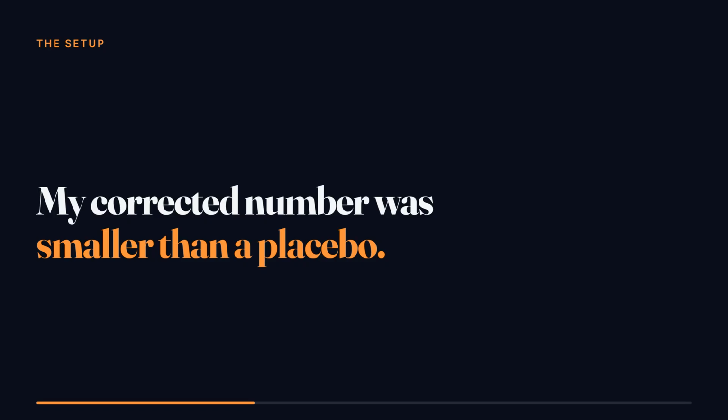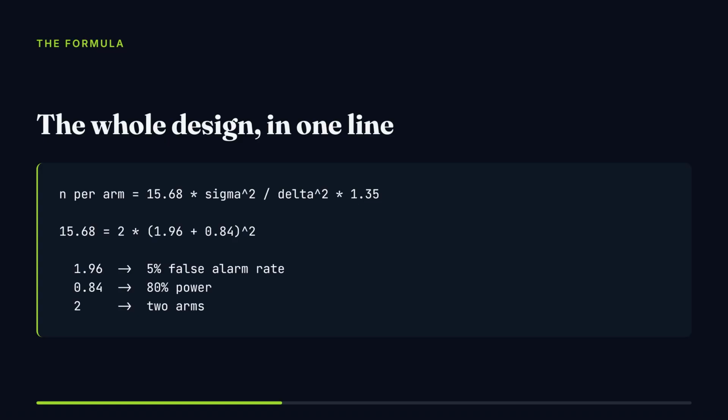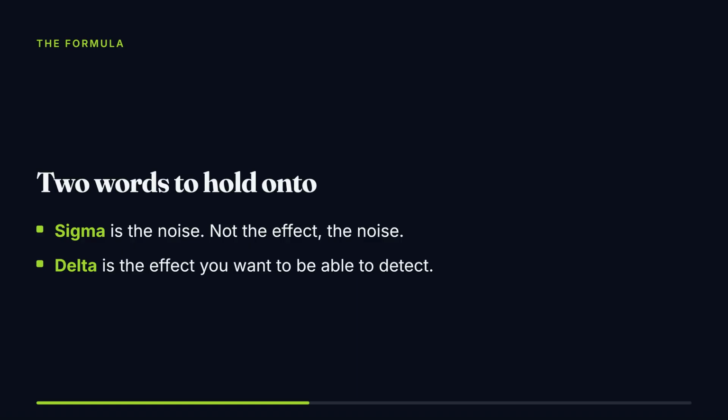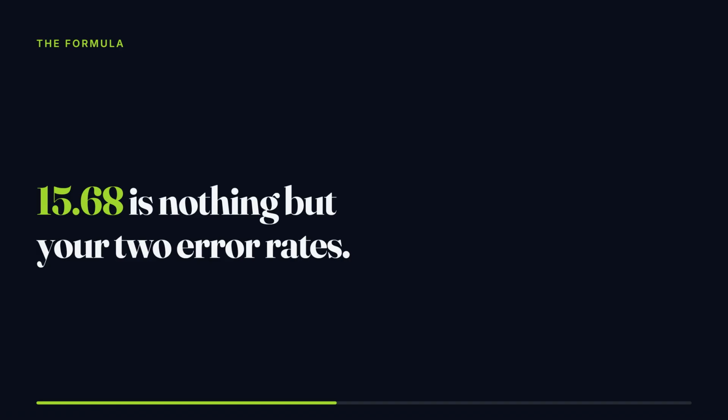Experiments cost money. So I priced one. The sample size formula is this: n per arm equals 15.68 times sigma squared divided by delta squared, times 1.35. Sigma is the noise, not the effect, the noise. Delta is the effect you want to be able to detect. And that constant 15.68 is not arbitrary. It is 2 times (1.96 plus 0.84) squared. 1.96 is a 5% false alarm rate. 0.84 is 80% power. The whole constant is just how sure you decided to be.